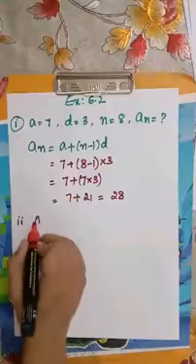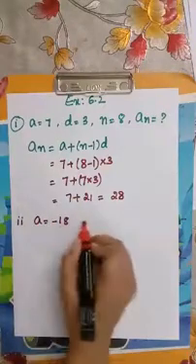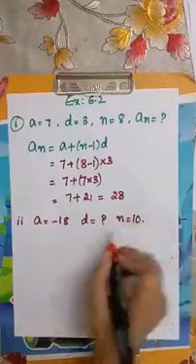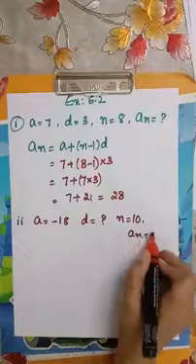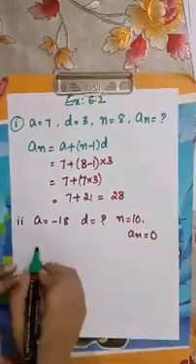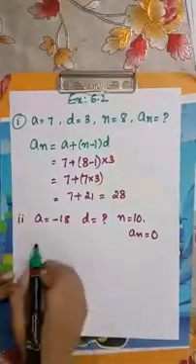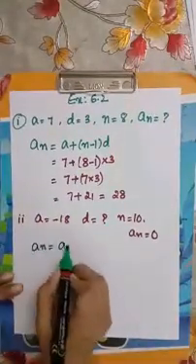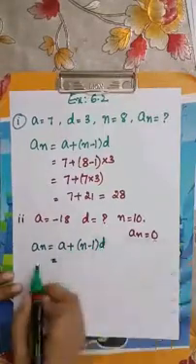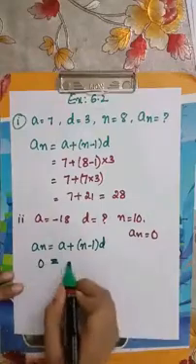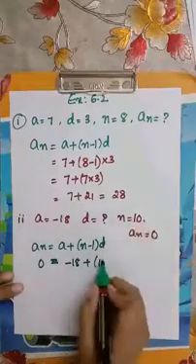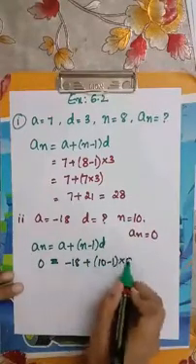Second bit, A is given as minus 18. You have to find D here. N is given as 10 and AN is given as 0. Simple substitution work. Put the formula. AN is equal to A plus N minus 1 into D. AN is how much? 0 is equal to A कितना है माँ? minus 18 plus N की वैल्यू कितनी दी हुई है? 10 minus 1 into D.